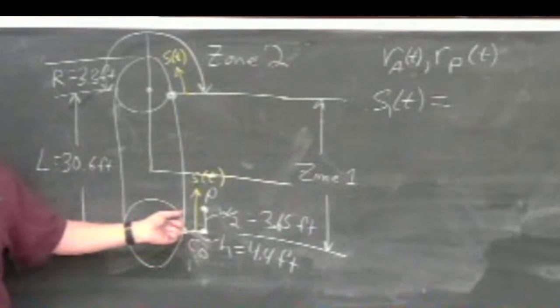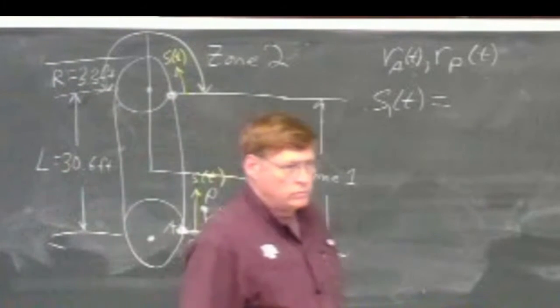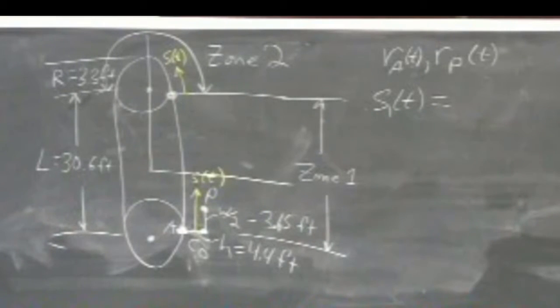What is going to determine the position of this as it travels along the cable? In zone 1, traveling straight between the two wheels, what's going to determine where that point is in the 2 minutes? What piece of information do you need to get about the ride?